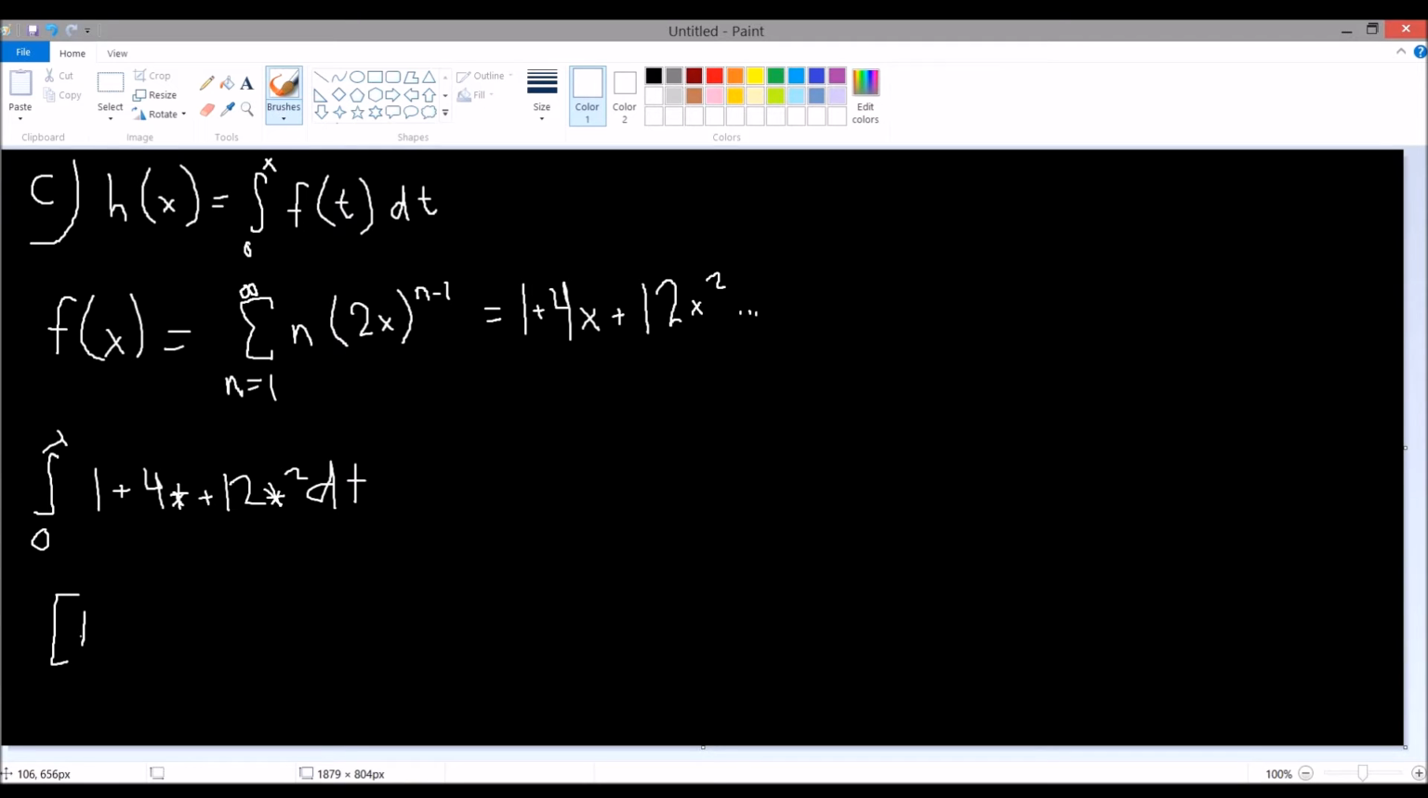Alright, so we're just going to do some simple calculus here. So it'd be t plus 2t squared plus 4t cubed from 0 to x, and that will become x plus 2x squared plus 4x cubed.